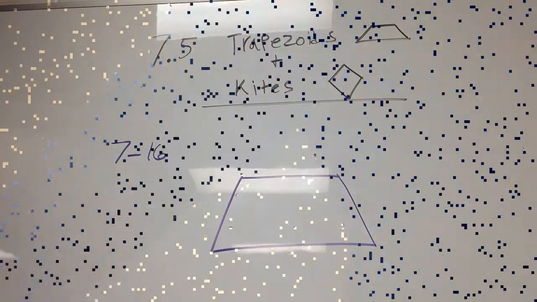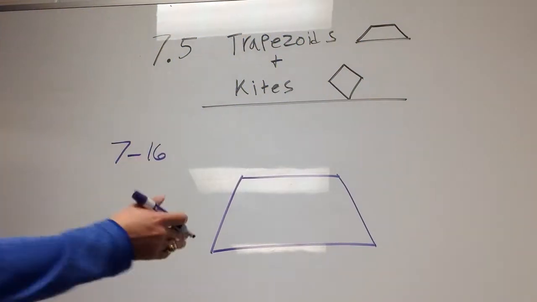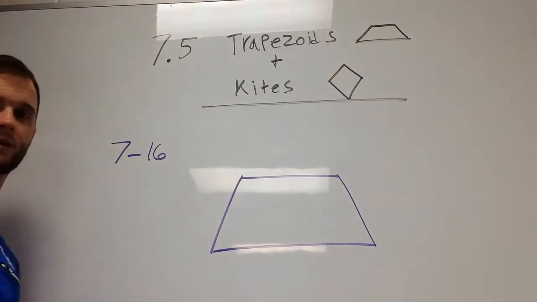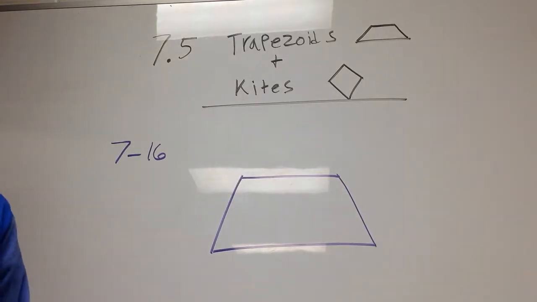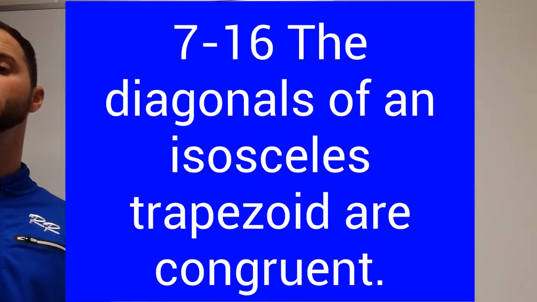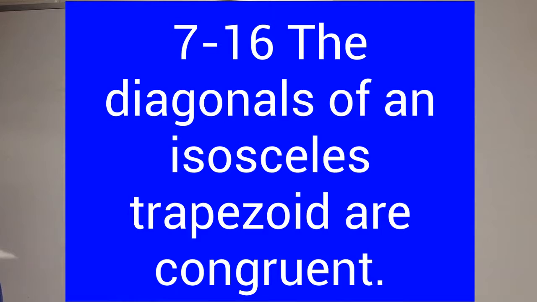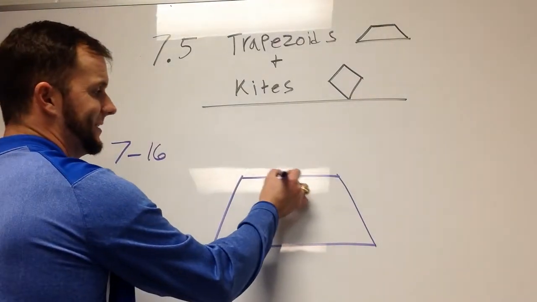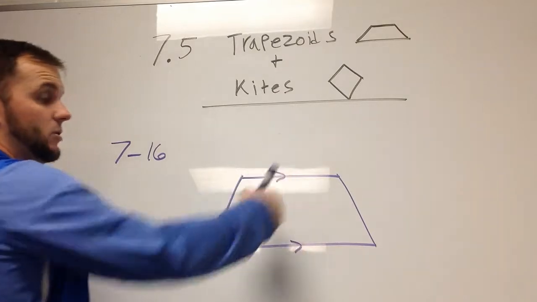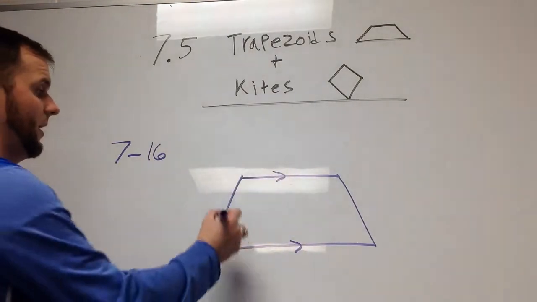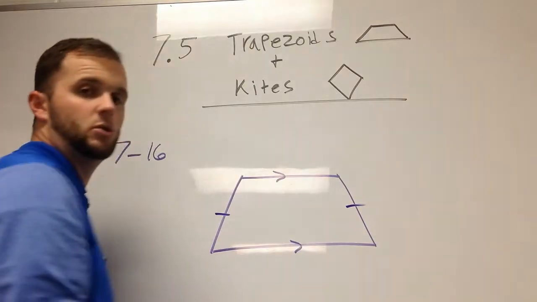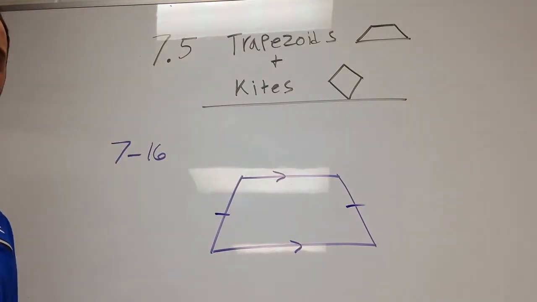The next one we're going to look at is theorem 7-16, which still deals with trapezoids. And what this theorem states is, the diagonals of an isosceles trapezoid are congruent. So again, just like 7-15, we're dealing with an isosceles trapezoid. So these two lines are parallel to each other. These two lines are congruent to each other, which makes it an isosceles trapezoid.